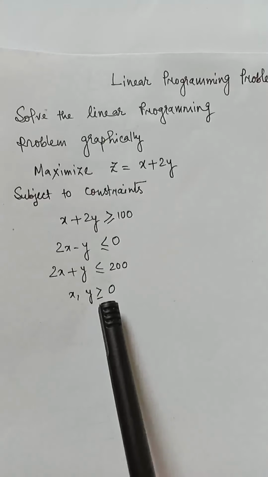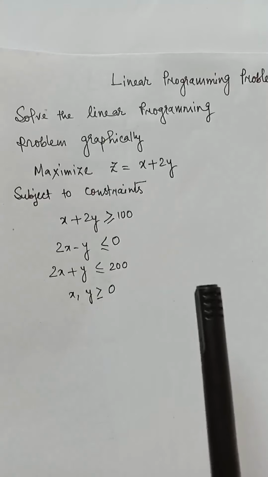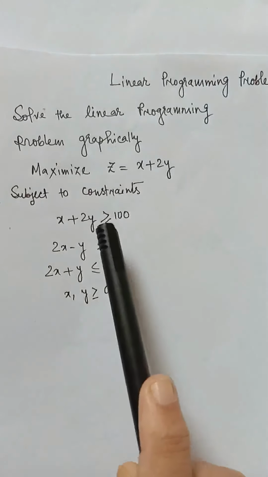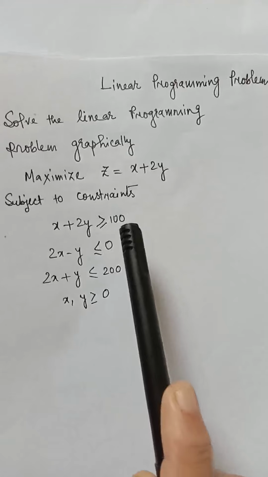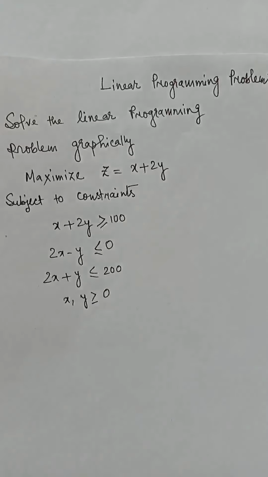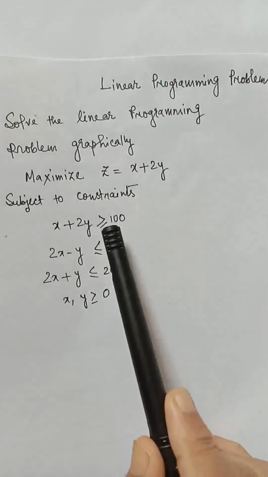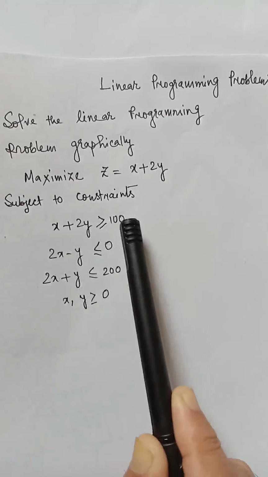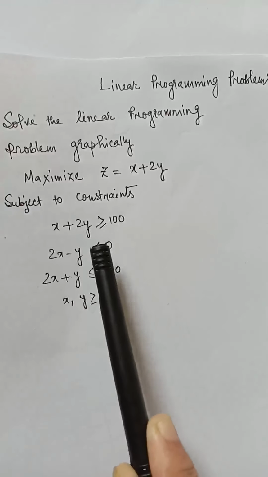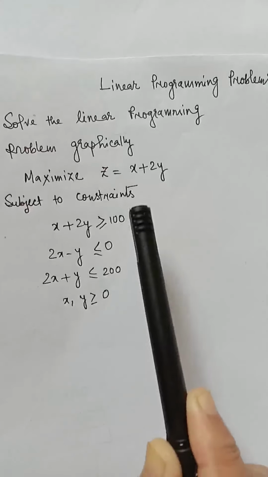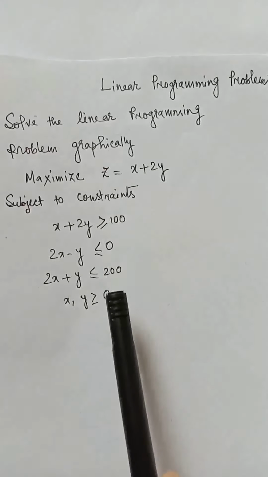Now first of all we have to draw one by one the graph of all the three. Here these are given as inequations, but we have to draw them considering these as straight lines. We have to draw x plus 2y equal to 100, 2x minus y equal to 0, 2x plus y equal to 200. So one by one we have to draw all the three graphs.